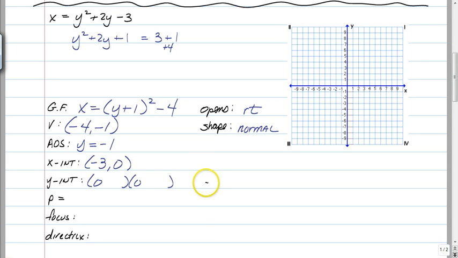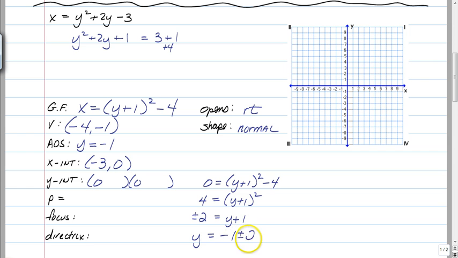So that's just going to be 0 is equal to, now we're going to find our y's, so this is going to be, use our completed square, y plus 1 squared minus 4. Add 4 to both sides, so this is 4 is equal to y plus 1 squared. And then we're going to square root both sides. So plus or minus 2 is equal to y plus 1. Subtract 1, and you're going to get y is equal to a negative 1 plus or minus 2. Negative 1 plus 2 is 1, and negative 1 minus 2 is a negative 3. So that's going to bring up an interesting question here in a minute.